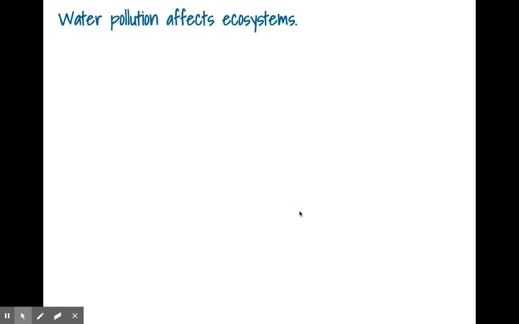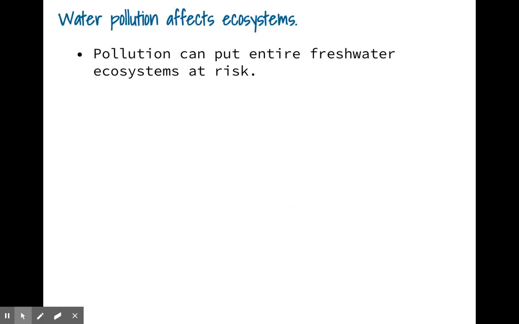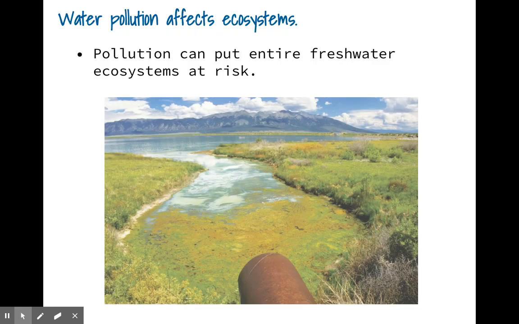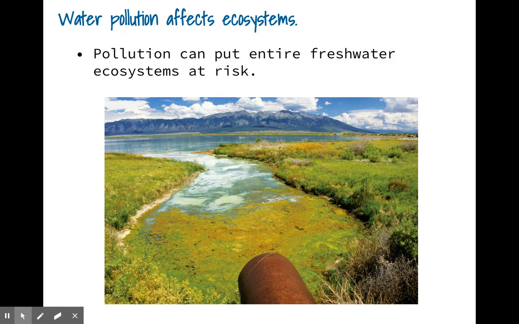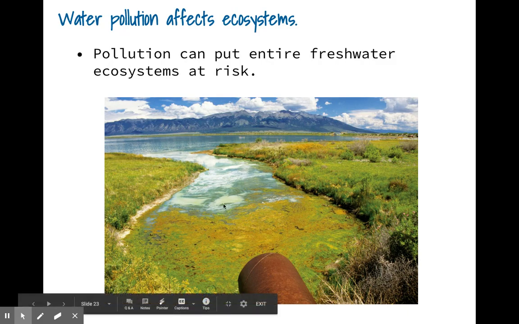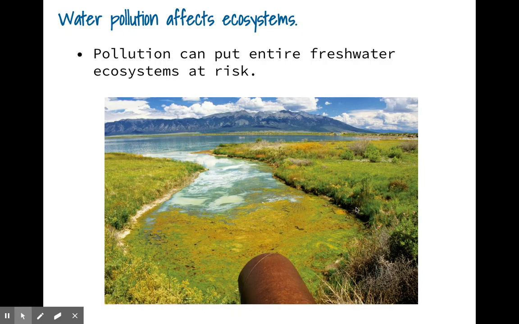So water pollution affects ecosystems. Pollution can put entire freshwater ecosystems at risk, as we see here. Notice this area here has a high algal bloom. This algal bloom is probably caused from this sewer, from this pipe that's run off, okay, which makes the water uninhabitable and not readily available for us to use or consume.